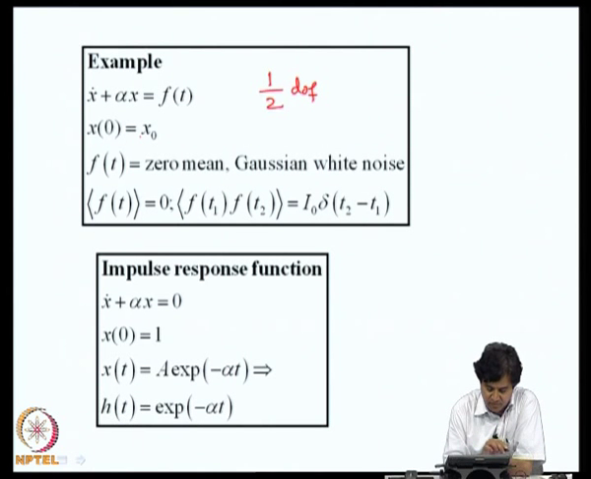x of 0 is x naught. Suppose f of t is a 0 mean Gaussian white noise process. By that I mean its mean is 0, the expected value of f of t is 0, and if you find the covariance, it is a Dirac delta function.